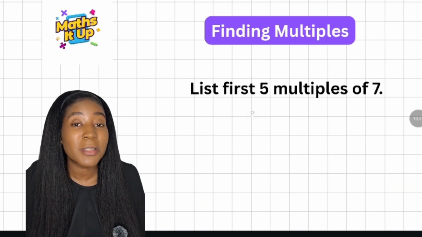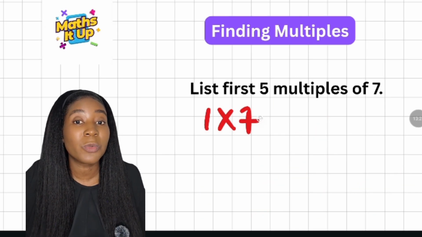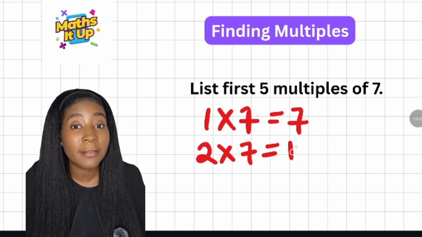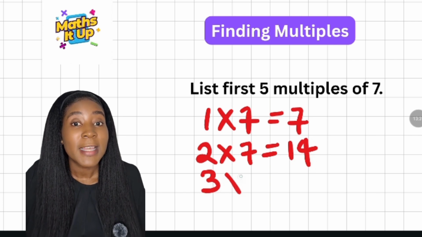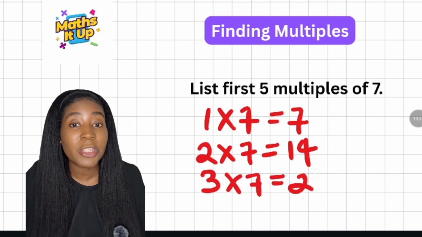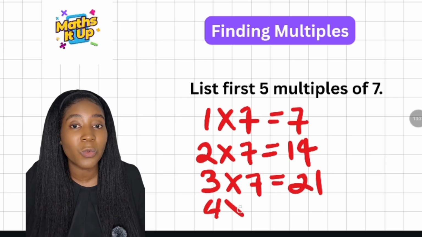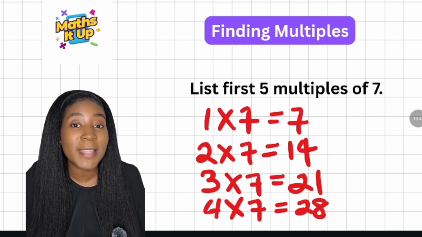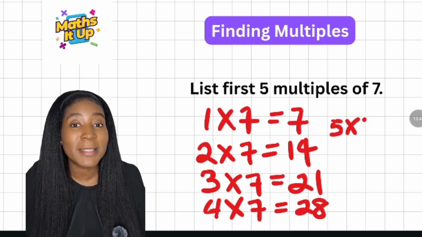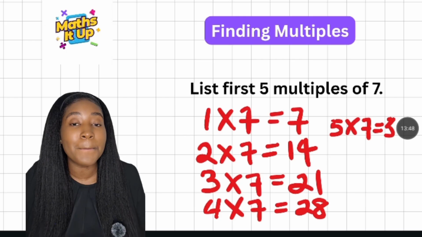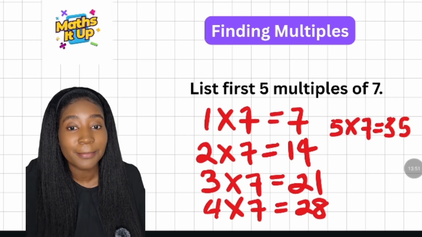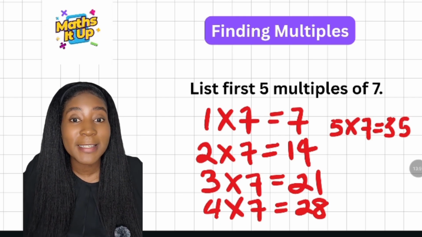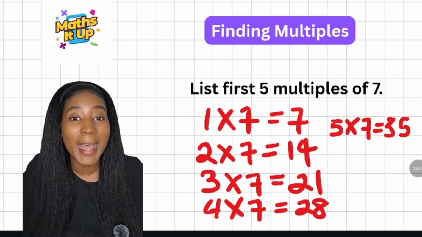The first 5 multiples of 7. So I can do 7 times 1, which is 7. So the first multiple of 7 is 7. 7 times 2 is 14. The second multiple of 7 is 14. 7 times 3 is 21. The third multiple of 7 is 21. 4 times 7 is 28. The fourth multiple of 7 is 28. And 5 times 7 is 35. The fifth multiple of 7 is 35. So the first 5 multiples of 7 are 7, 14, 21, 28, and 35.